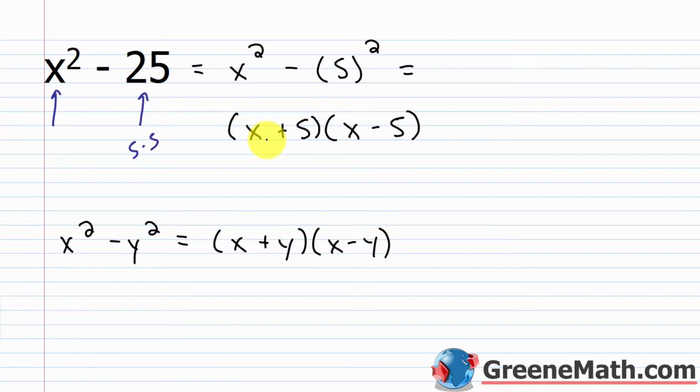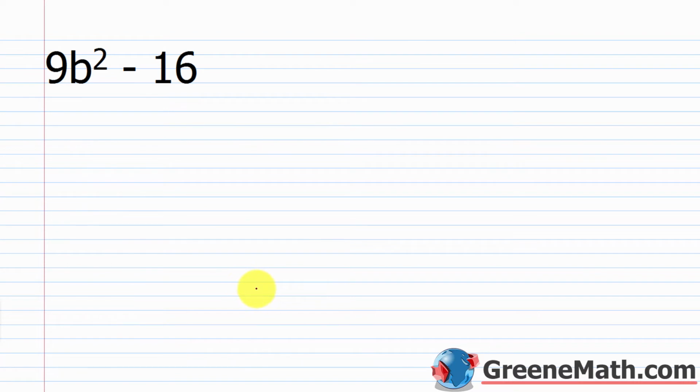We know that the quantity x plus 5 times the quantity x minus 5 would give us x squared minus 25. All right, let's take it up a notch. We'll look at one that's a little bit more complicated. So we have 9b squared minus 16.